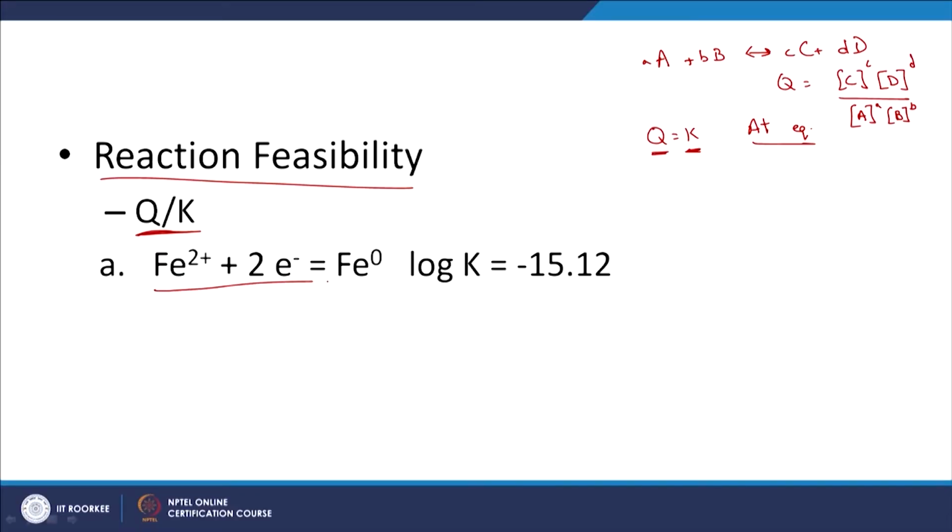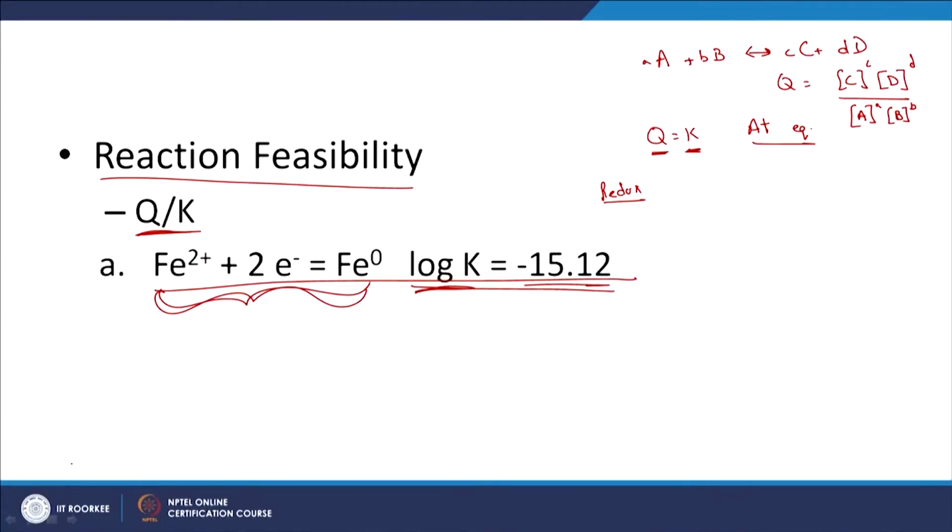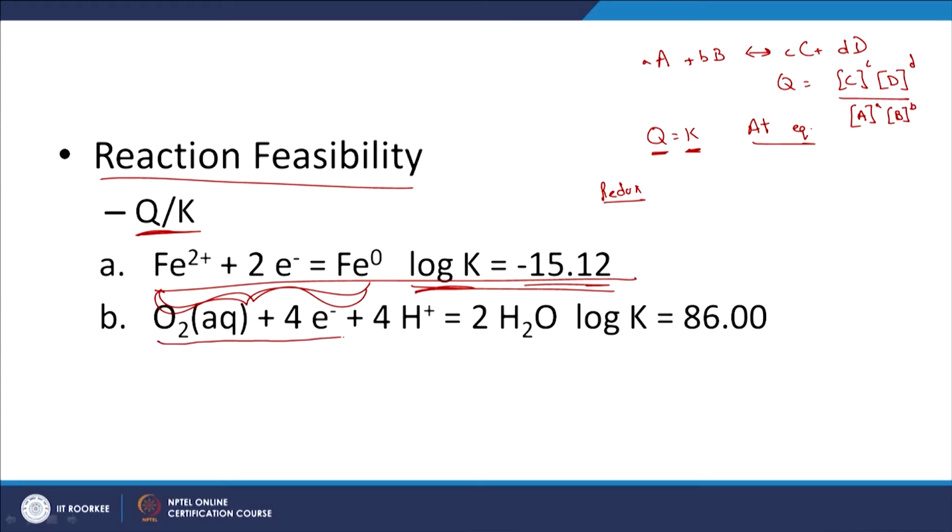So, let us look at one particular example here. We have one particular half reaction. Obviously we are talking about redox reactions here. Here we have the relevant constant, log K, to be minus 15.12 for this particular reduction half reaction. Usually in your standard tables, you will see that most of these half reactions are written as reductions, and the relevant constants are given. So, let us look at the other equation, equation 2. We have oxygen reduction, and we have the log K value given here.